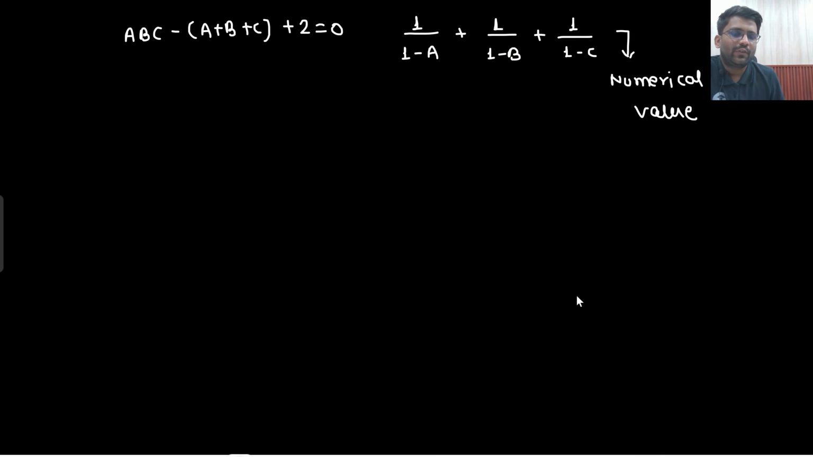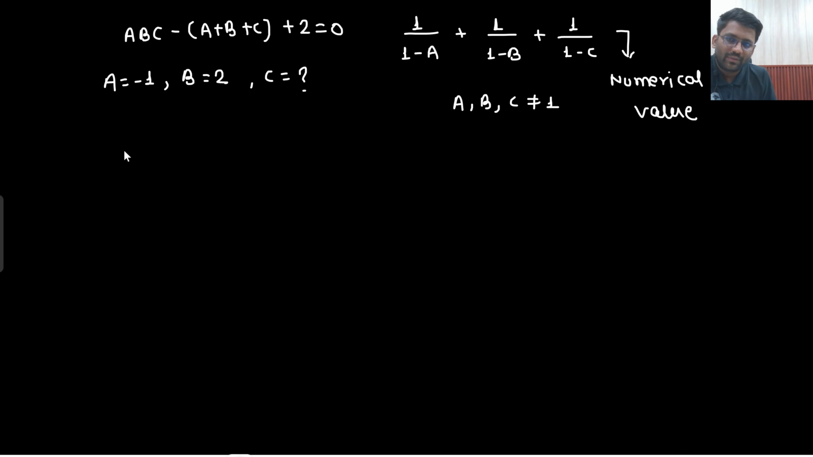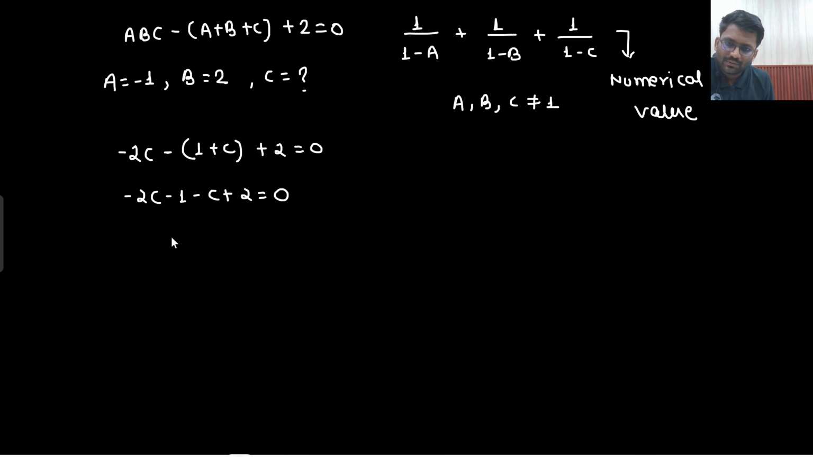So no matter whatever values of a, b, c you put, this condition should be satisfied. If this condition is satisfied, then it will give you a numerical value. Here they have said that a, b and c cannot be equal to 1. So I am taking a as minus 1 and b as 2. Let's see what value of c I get. If I put a equals minus 1, b equals 2, this will be minus 2c minus 1 plus c plus 2. So minus 2c minus 1 minus c plus 2 equals to 0. c is coming out to be 1 by 3.